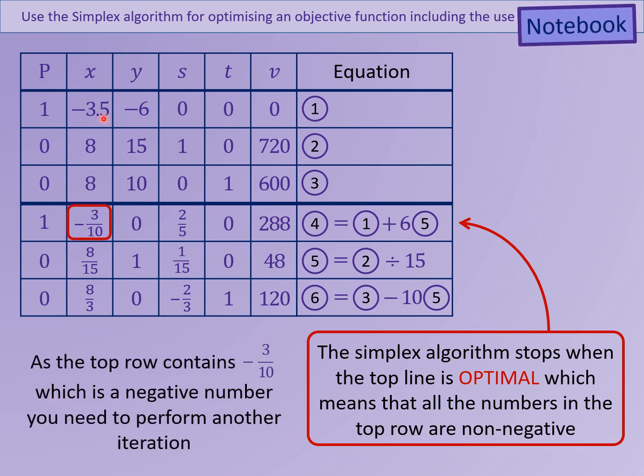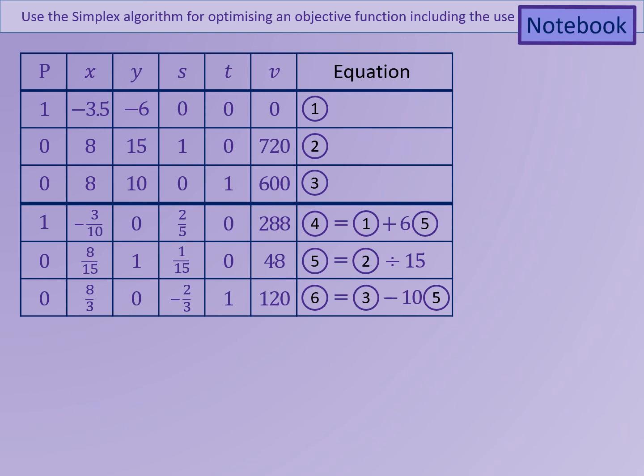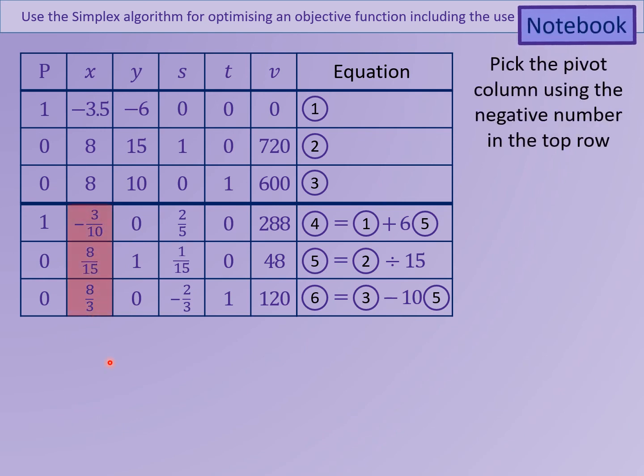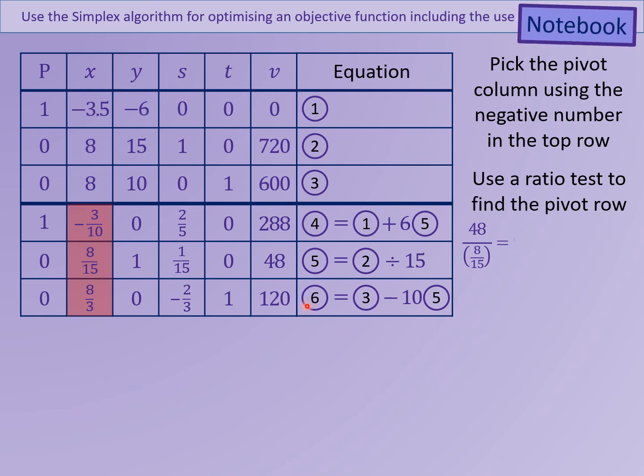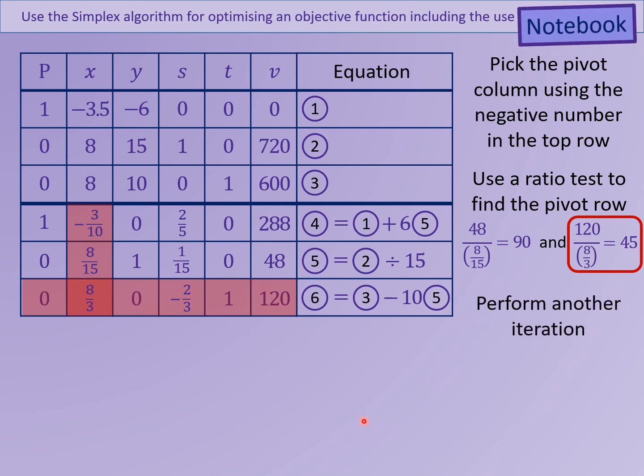Okay, so let's go through. What did we do? Well, now we've got this negative in the top row, that tells us what our pivot column is. So we know our pivot column now is going to be that one just there. How do I figure out what the pivot row is? I do the ratio test. I'm going to do the 48 divided by 8/15. Get an answer to that. I do 120 divided by 8/3. I get an answer to that. I pick the smaller out of the two, so it's this one just here, and that will tell us what our pivot row is.